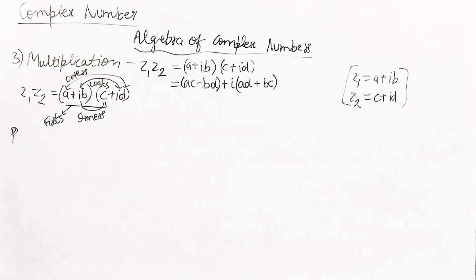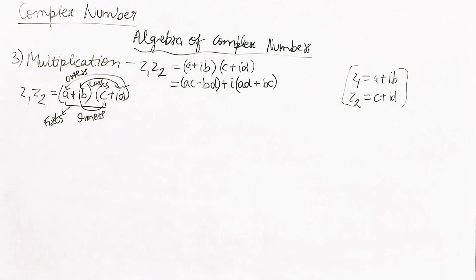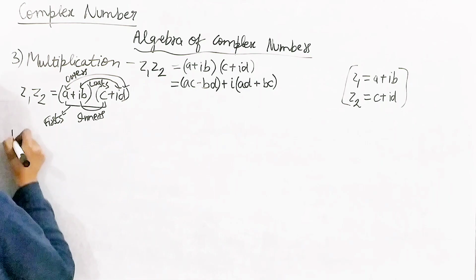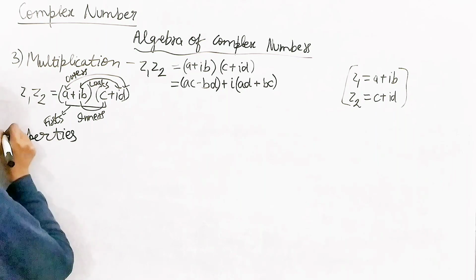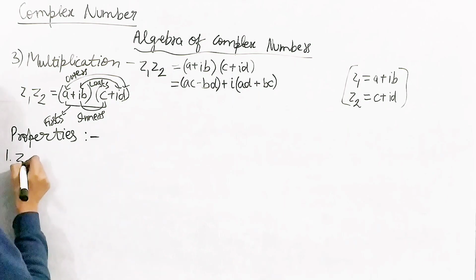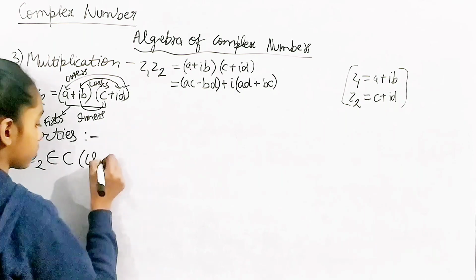Let me take the marker. So first we're going to talk about the closure law. Closure law is obvious in most operations, like addition and subtraction, and multiplication also. So the first property is related to closure law, which says that Z1 and Z2 belong to C, the complex numbers. So this is closure law.